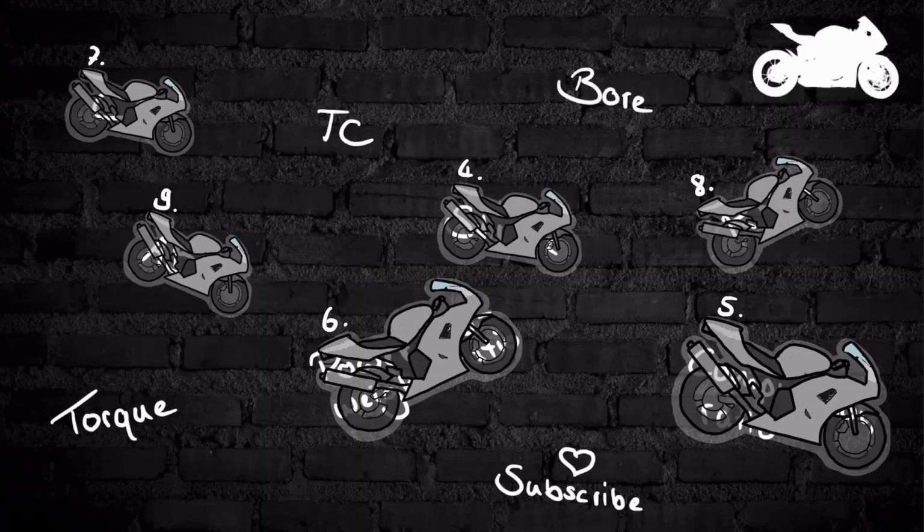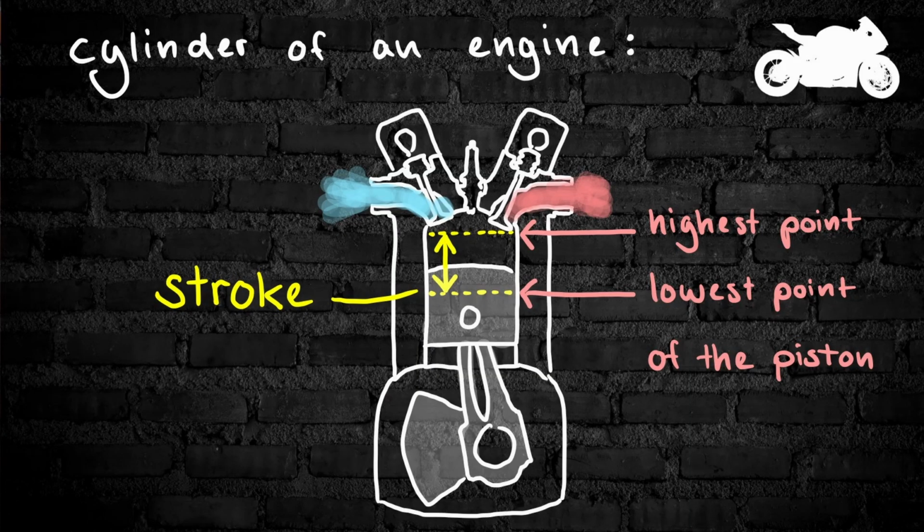And let's get to the next one, it's the stroke. The stroke determines the engine displacement together with the bore. It represents the piston's movement within the cylinder, and I've drawn a sketch for you. This means that the length of the stroke is measured from the highest point of the piston when it's moving to the lowest point the piston gets in the combustion process.